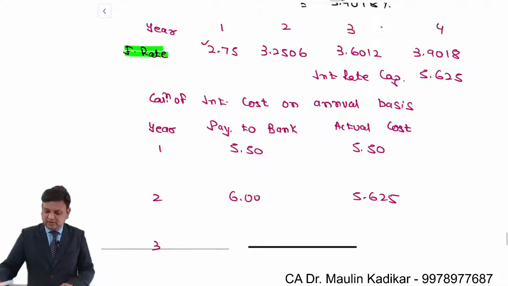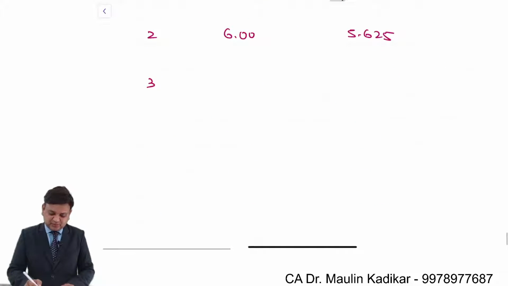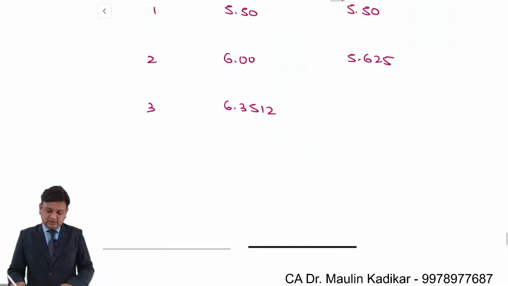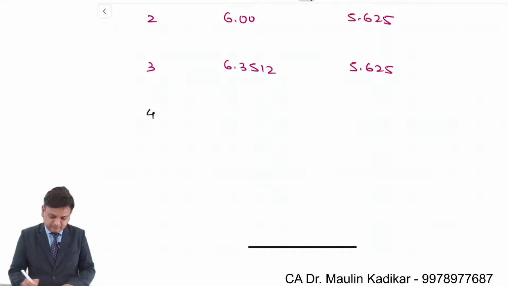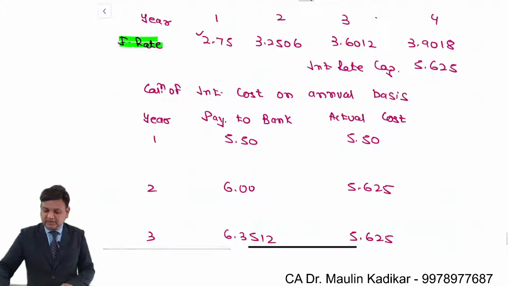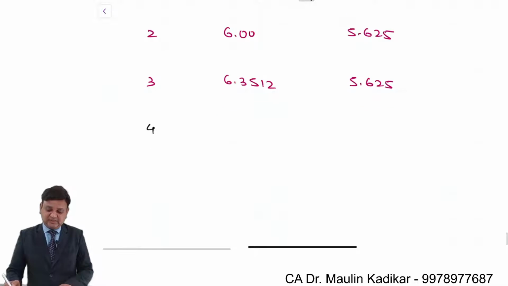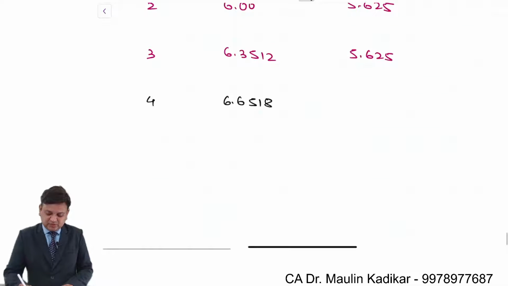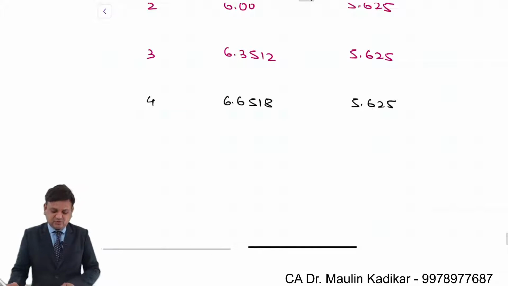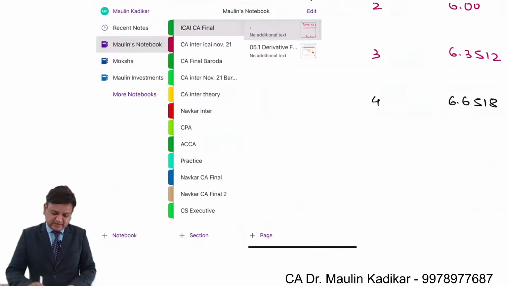In the third year, 3.6012 plus 2.75. So it is 6.3512. Again, it is more than 5.625. So the cost will be restricted to 5.625. In the fourth year, 3.9018 plus 2.75. That comes to 6.6518. Again, it is more, so our cost will be restricted to 5.625. That is the way we are required to make the computation of the cost.